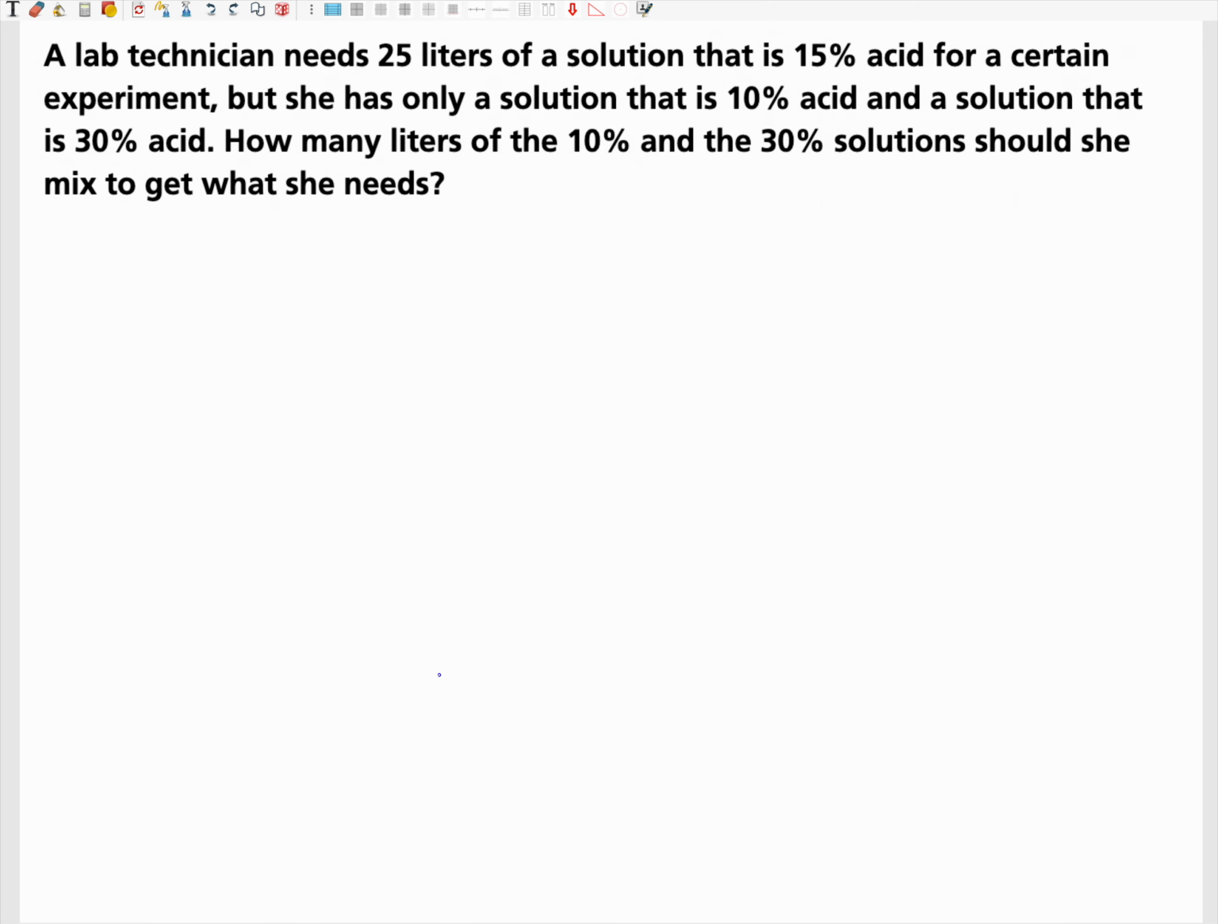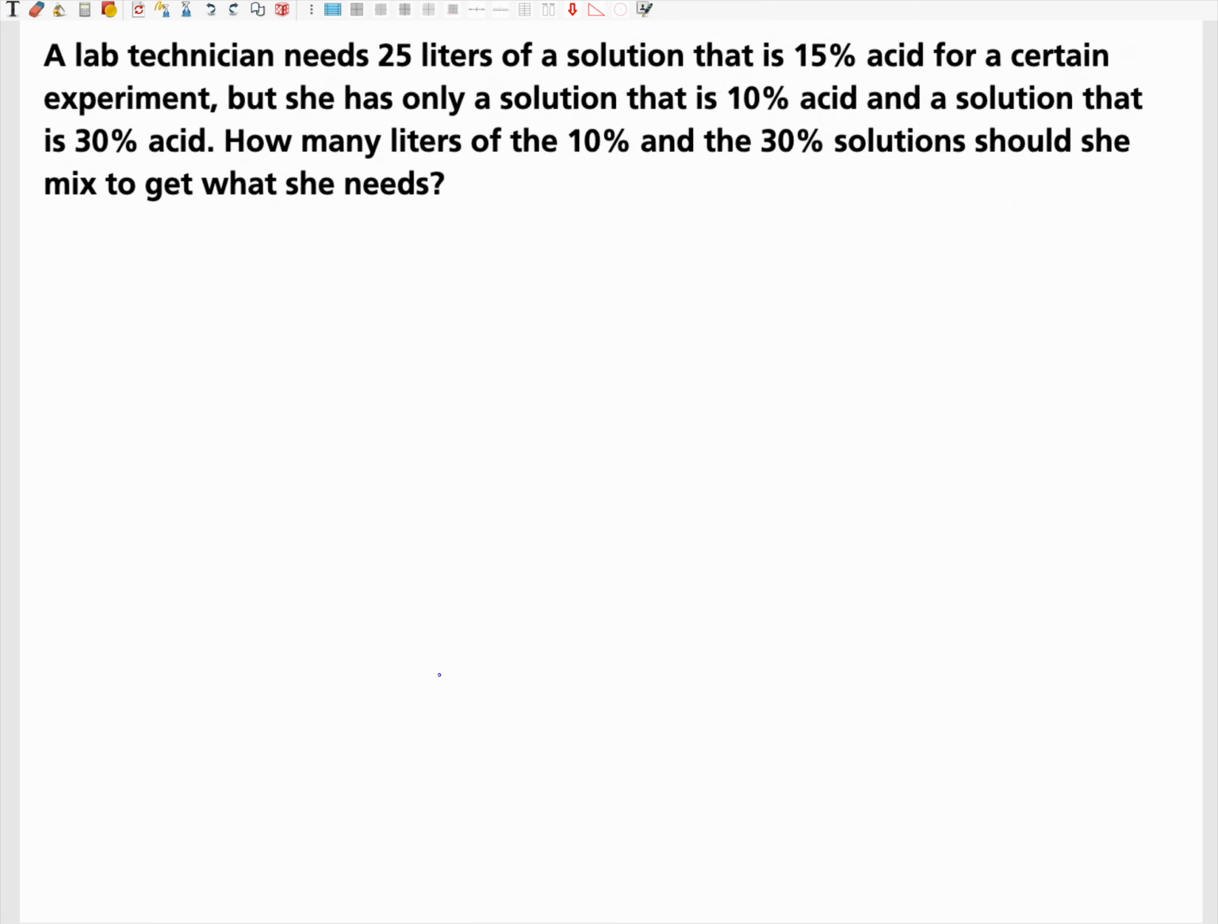Oh boy. A new type of problem. A lab technician needs 25 liters of a solution that is 15% acid for a certain experiment, but she only has a solution that's 10% acid and another solution that's 30% acid. So she needs to mix those two to change the concentration of the acid, right? So how many liters of the 10% and the 30% solution should she mix to get what she needs?